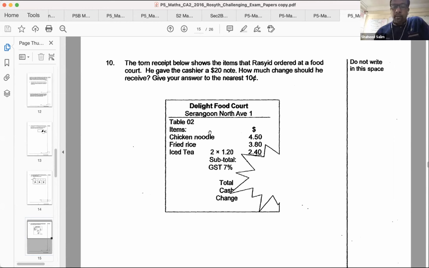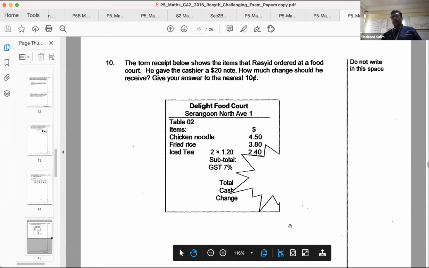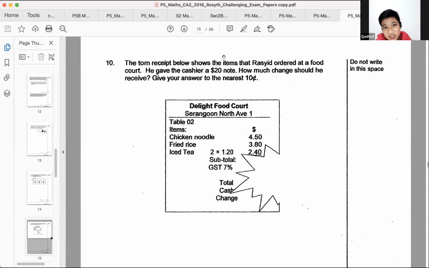You must try to fill up the receipt. So down here now, you must find out how much they pay for all the 3 items, chicken noodle, then plus the GST.